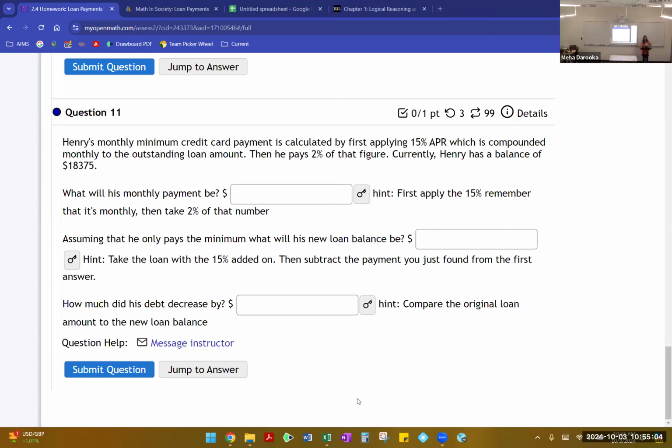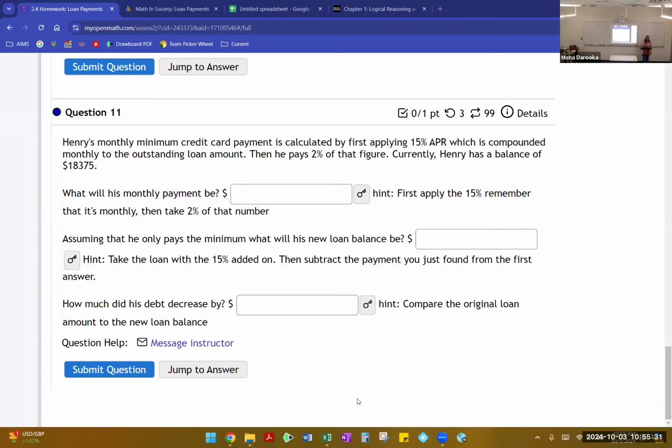Monthly to the outstanding loan amount, and then he pays 2% of that figure. Currently, Henry has a balance of, oh lordy, $18,375. What will his monthly payment be? So you can see they're giving you that nice little hint. Start by applying the 15% APR for the monthly, and then you take 2% of that number.